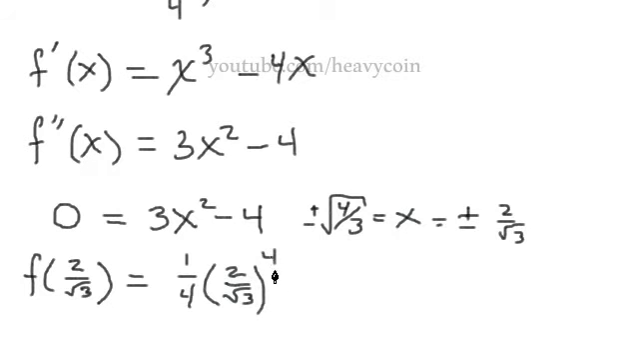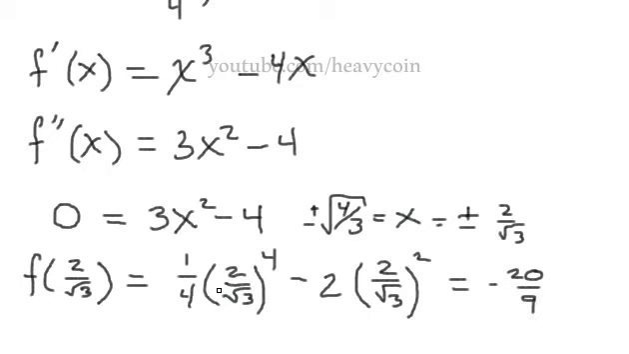And that's to the 4th power minus 2 times 2 over the square root of 3, and that's squared. Now I'm not going to go through all the arithmetic here and show you how to figure out how to get all this. I'm just going to write it out right here. So that should be negative 20 over 9. Hopefully you can work all this out and get negative 20 over 9.